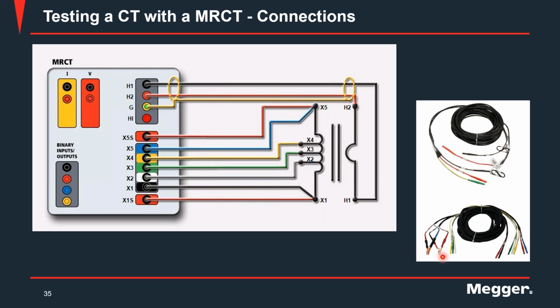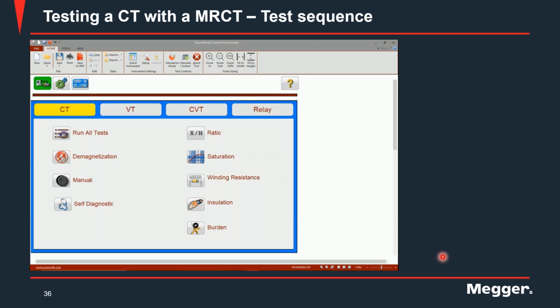So that's the connection diagram. Now let's actually see what happens when we try to run the test. Okay, so let's say I have a CT and I have to run all of these tests. I'm not going to test the burden. Not going to run the burden test here because that test doesn't involve the CT itself. The test sequence is going to involve all the other tests.